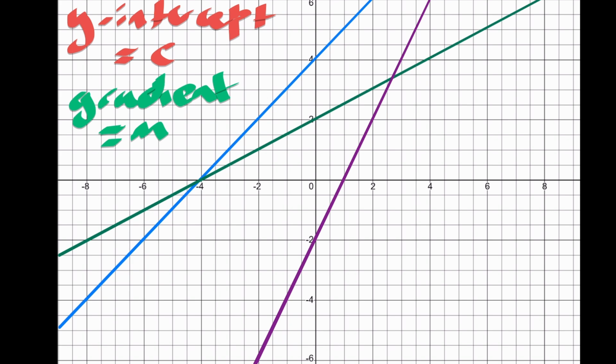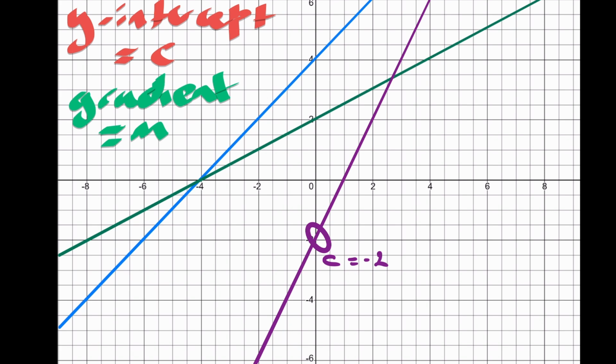So I'm going to start off with the bottom line, the purple line, and the y-intercept for this is here. Okay, so that's at -2. So I'm going to give it the proper letter. I'm going to say C is -2. Okay, now I need to find the gradient.